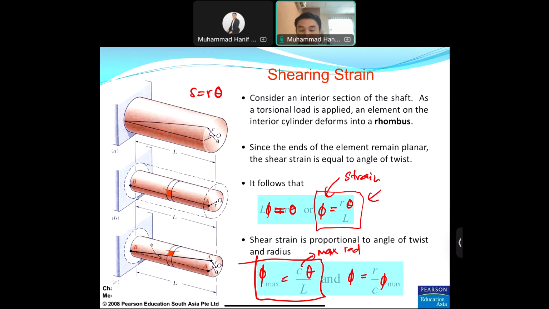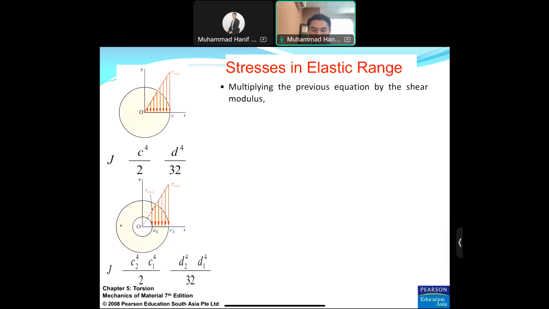So phi equal to r theta over L. If the question asks you to find the maximum one, then r is the maximum one. If you have r, for example here, just substitute r into the equation and you will get the answer.